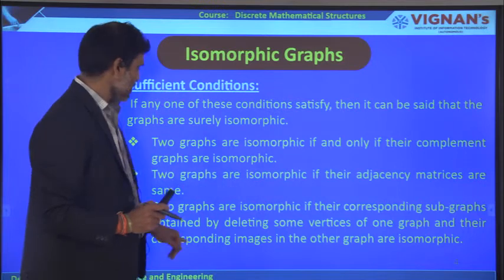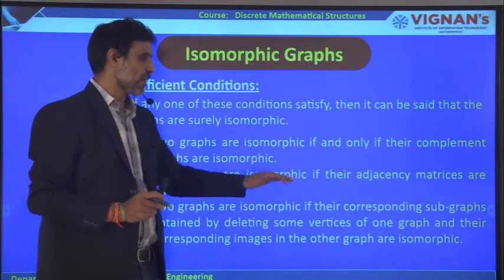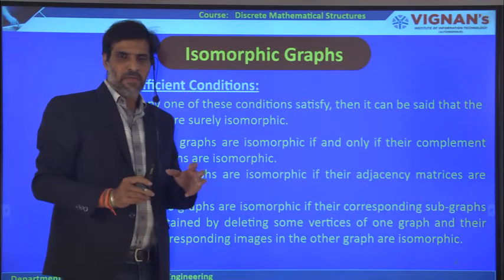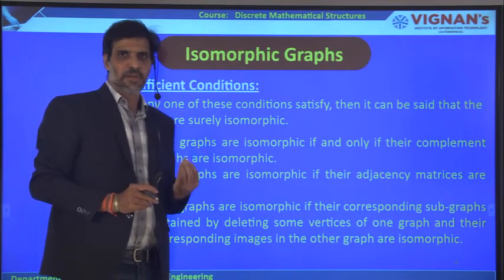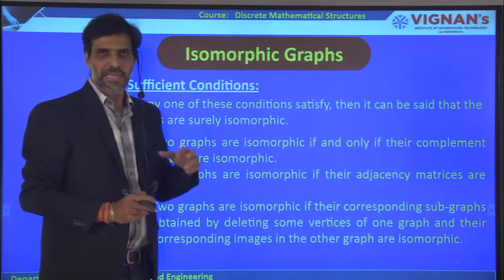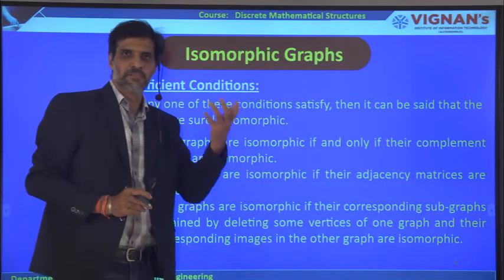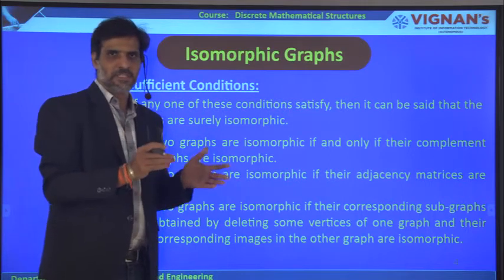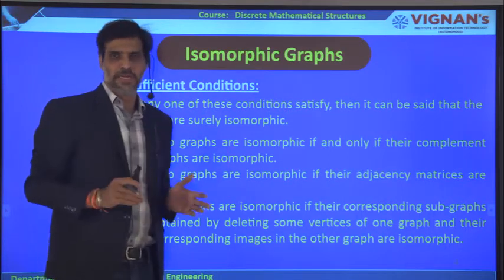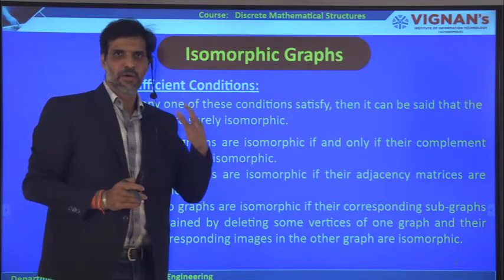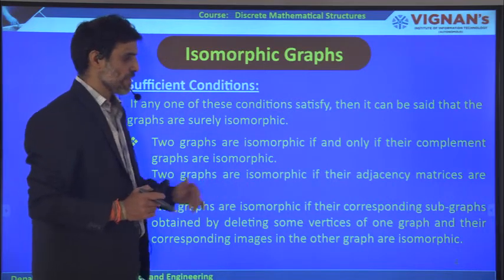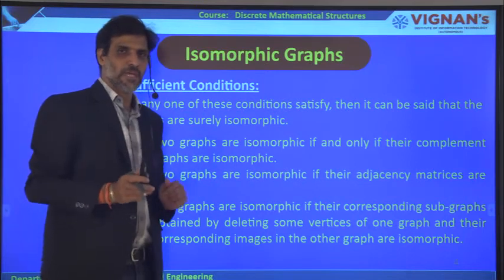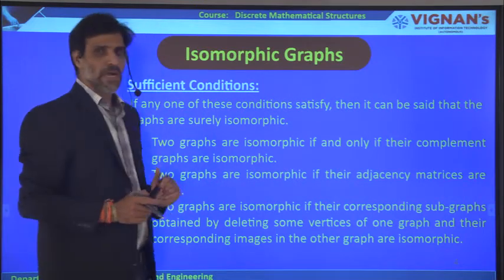If their corresponding subgraphs are obtained by deleting some of the vertices of the graph. So a subgraph is a graph whose vertices should be a subset of the main graph, and the edges should also be a subset of the main graph. And whatever edges are connected between the vertices in the subgraph, they must also be connected. This is what we have already defined for subgraphs. So that property has to be satisfied here. The subgraphs of both graphs should be the same. Then only we can say that they are isomorphic.